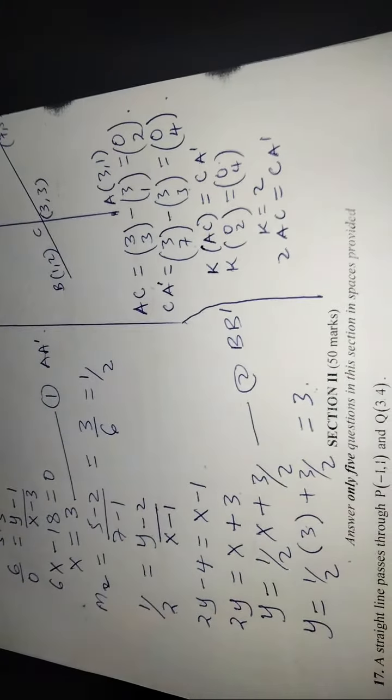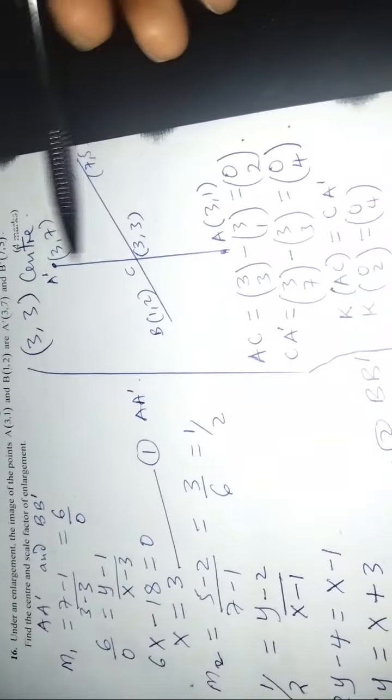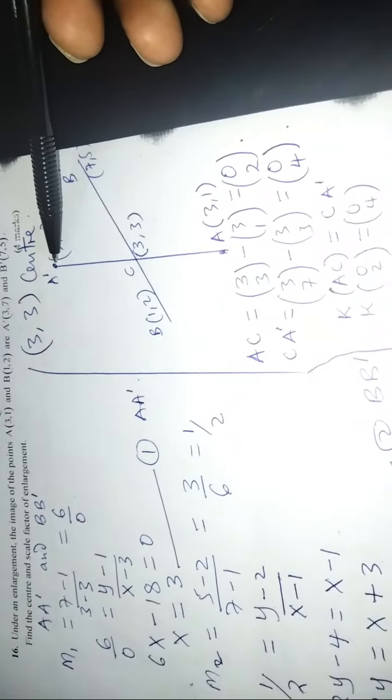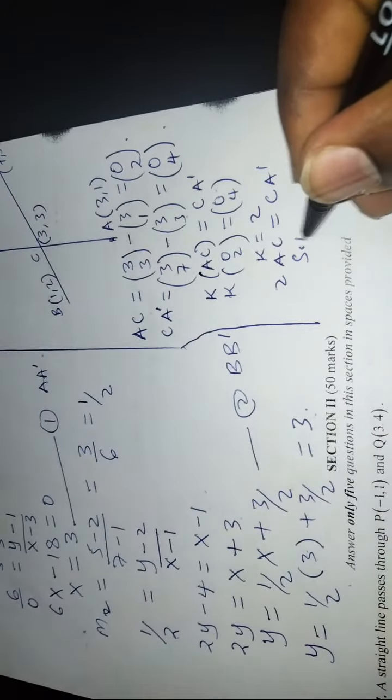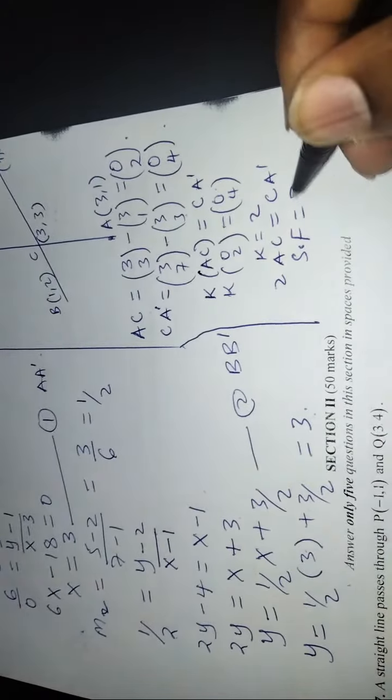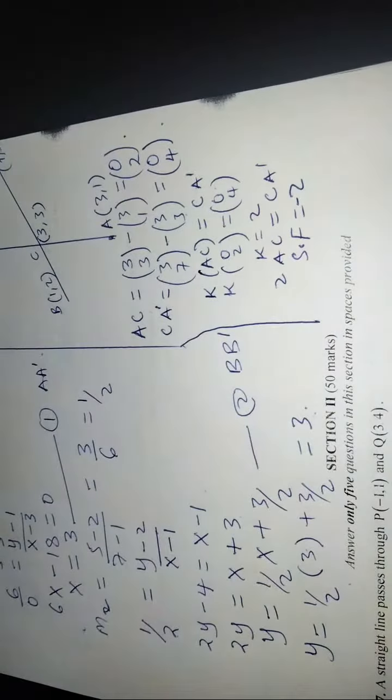That means from the center, the distance here is 2 times. So that means we will have the scale factor as negative 2. Negative in the sense that it is on the other side of the center.